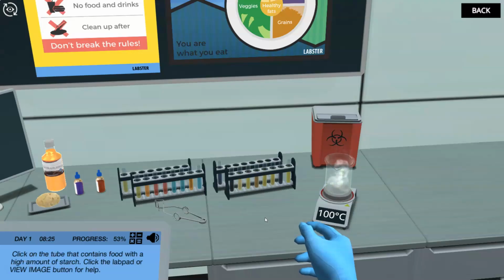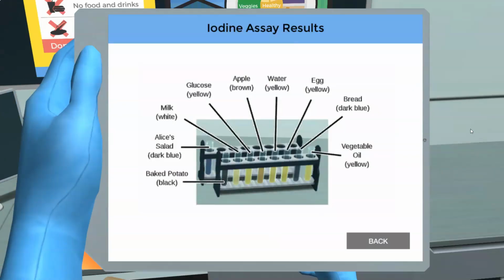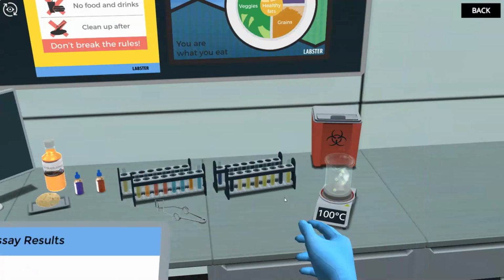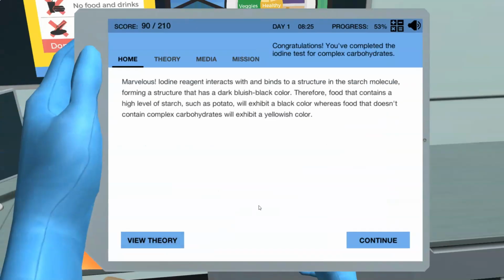Click on the tube that contains food with a high amount of starch. Click the Lab Pad or View Image button for help. Iodine reagent interacts with and binds to a structure in the starch molecule, forming a structure that has a dark bluish-black color. Therefore, food that contains a high level of starch, such as potato, will exhibit a black color, whereas food that doesn't contain complex carbohydrates will exhibit a yellowish color.